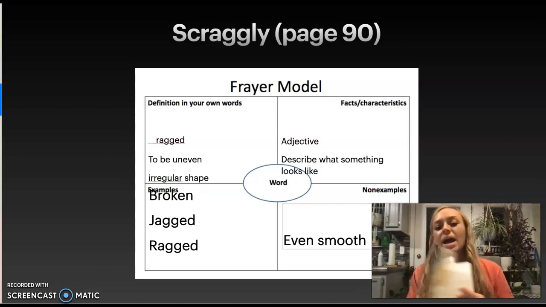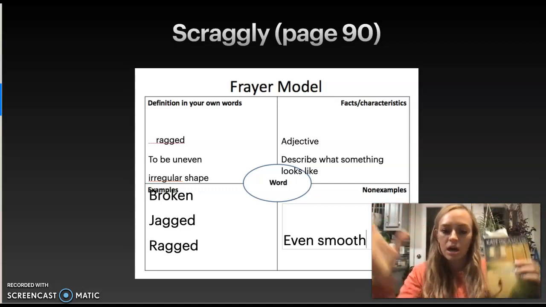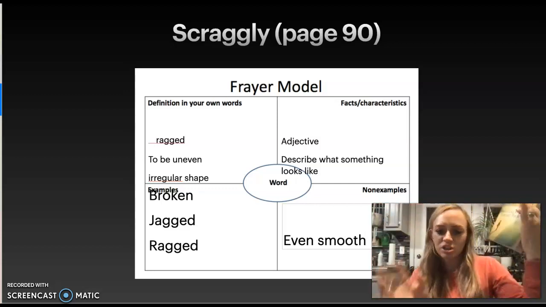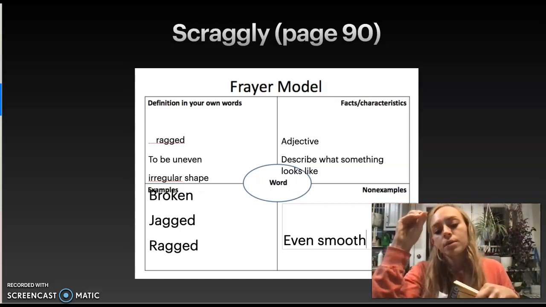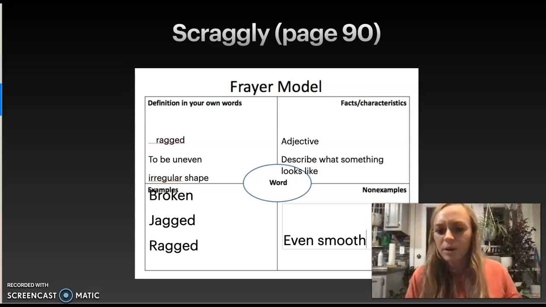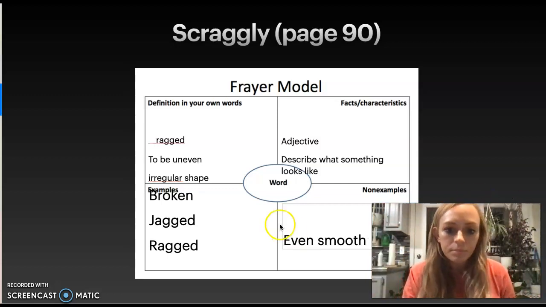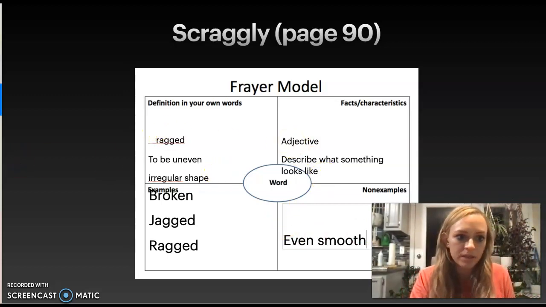When I picture that, I picture in my mind leaves coming down. Some leaves are higher up, some leaves are lower down. It's just all kinds of random, and the limbs and leaves and everything are everywhere, looking scraggly, looking ragged. So the Frayer Model is great for this.